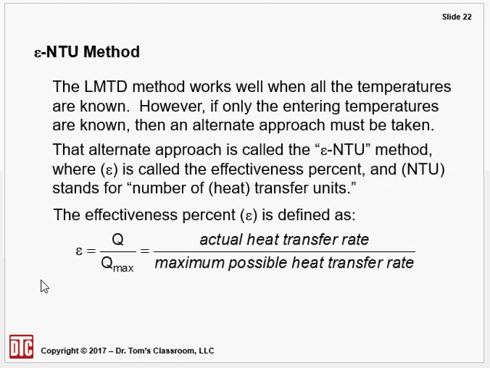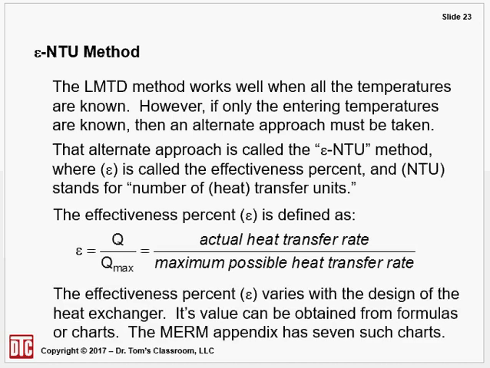First, the effectiveness percent, because it's going to really be a decimal. It's a percent, but you'll be using a decimal. It is the actual heat transfer rate divided by the maximum possible heat transfer rate. So what's going to happen is we're going to come up with an expression for Q max, find epsilon, and then we'll be able to calculate Q.